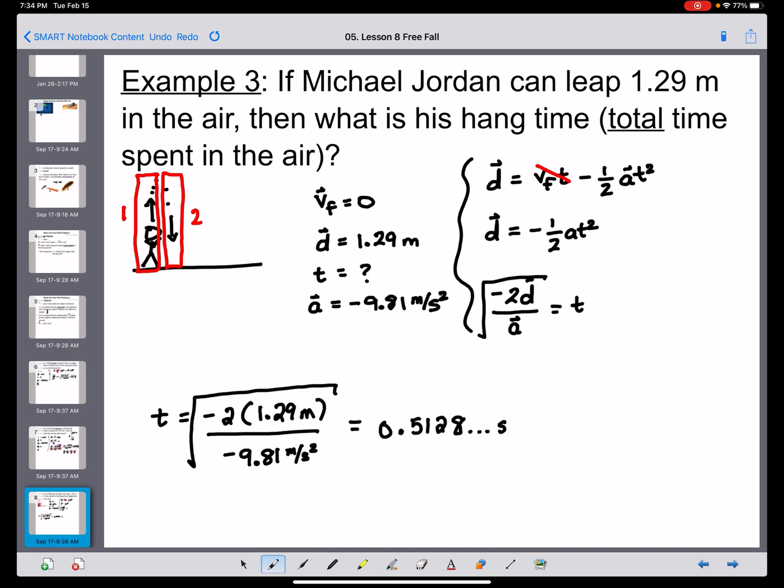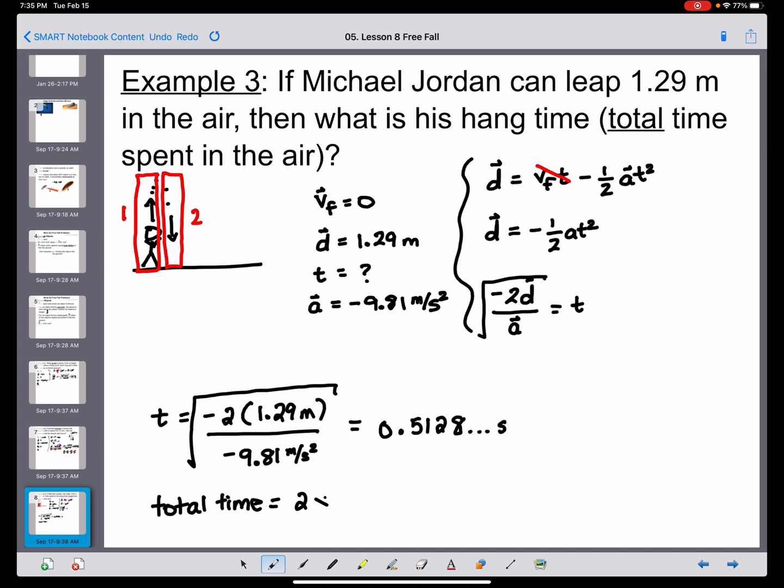What we have to recognize here is that the amount of time that it takes for something to go up in the air is equal to the amount of time that it takes to come back down. So if Michael Jordan takes about 0.5 seconds to go up, he's also going to take 0.51 seconds to come back down. So the total time is just going to be double the time that we just calculated.